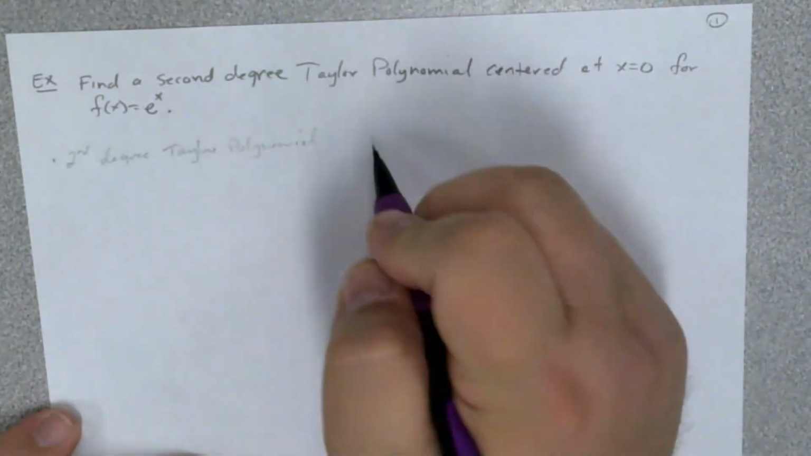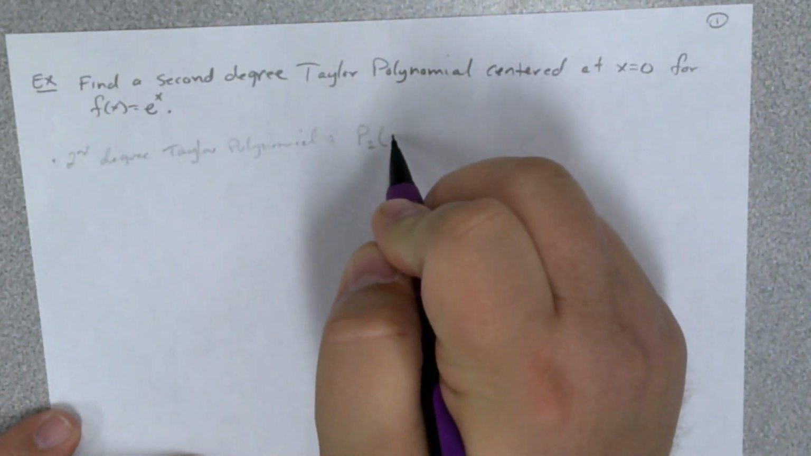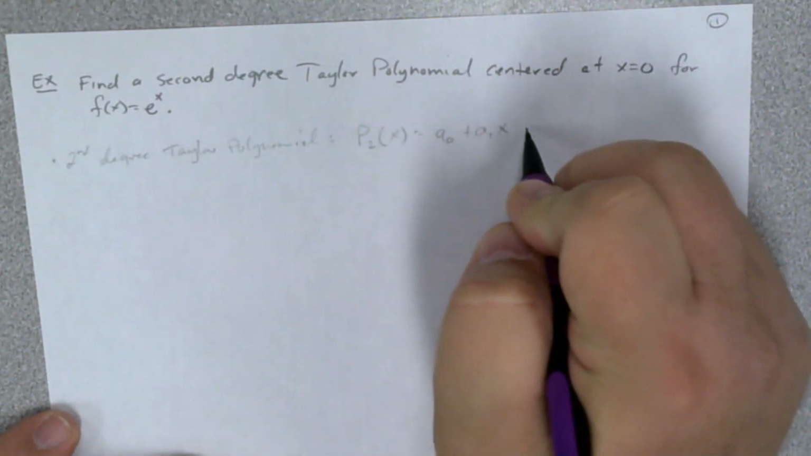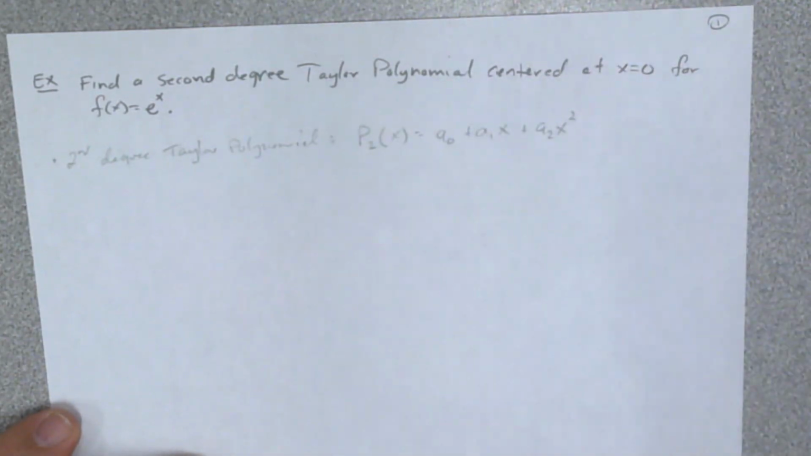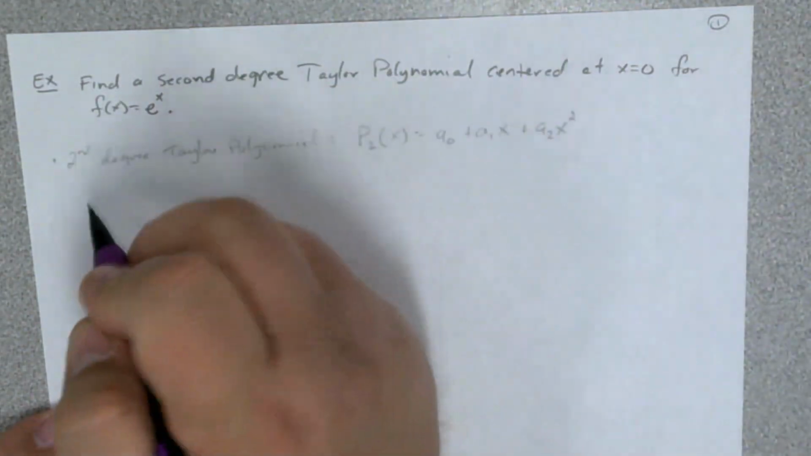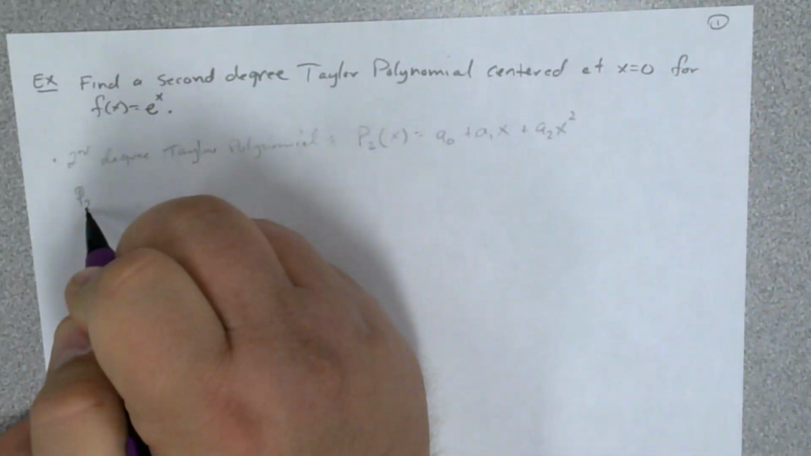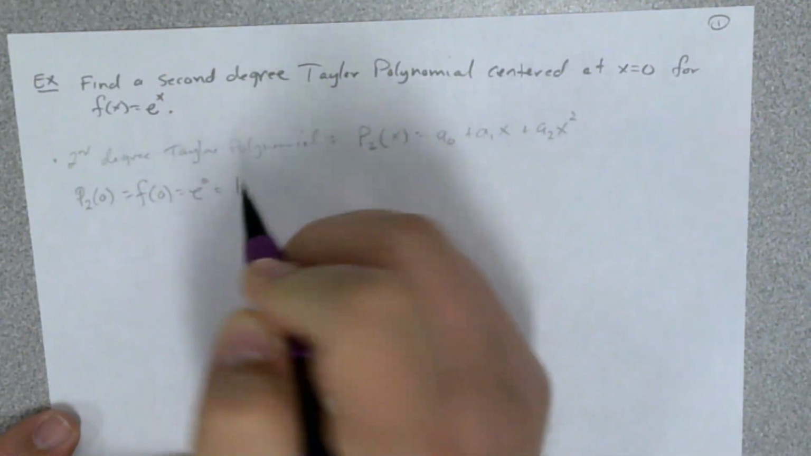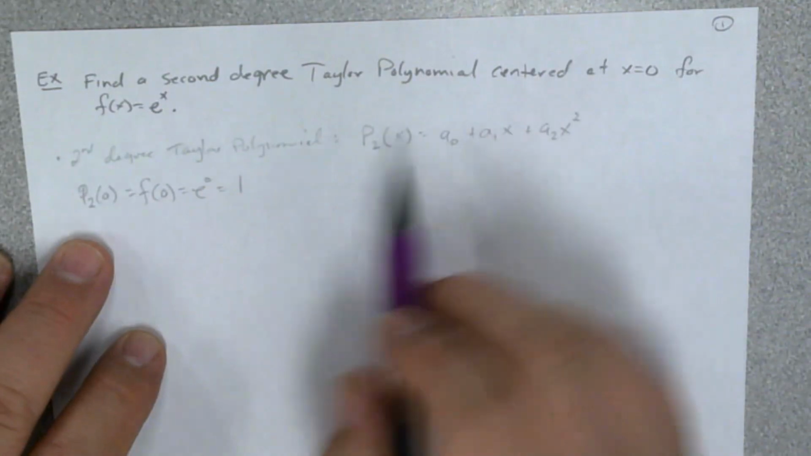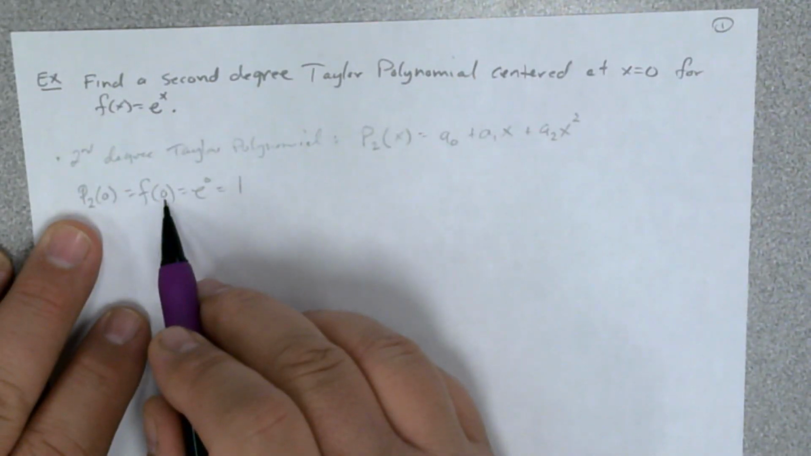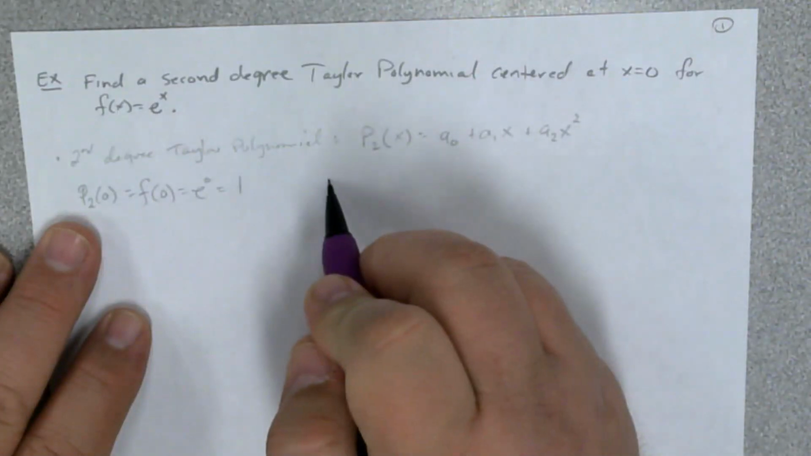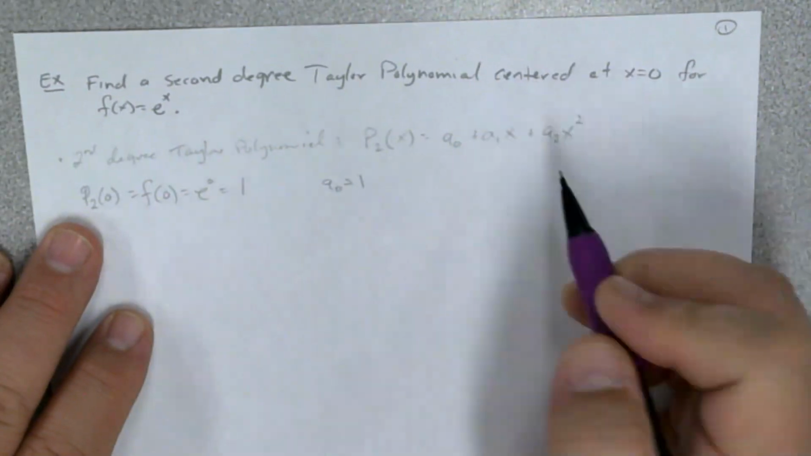Well, it is P sub 2 of x. So we'll have an a sub 0, an a1 x, and an a sub 2 x squared. This is the general form for this. We want to match the points. So what is P sub 2 at 0? That is going to be f of 0, which is e to the 0, which is 1. So I want this to match that, and when I plug in 0, I should get 1. This tells me that a sub 0 equals 1. So that's how I get that value.